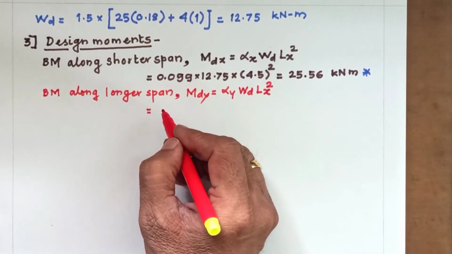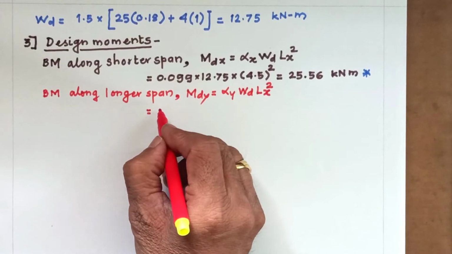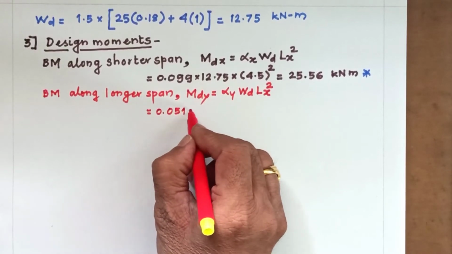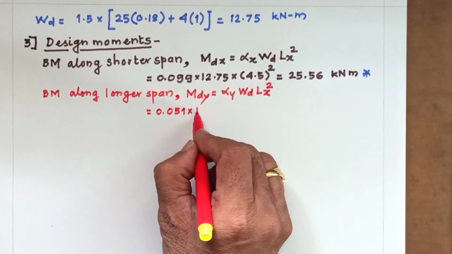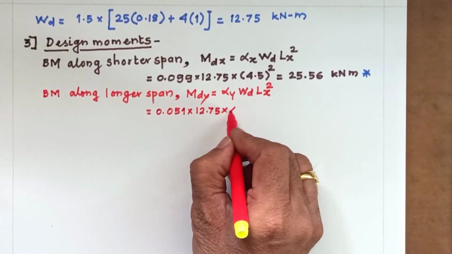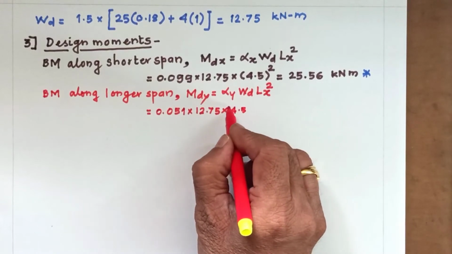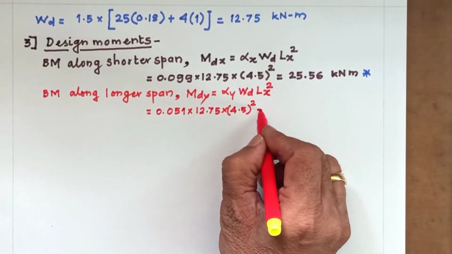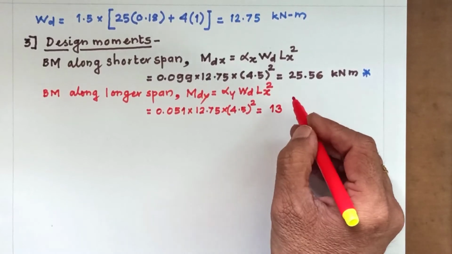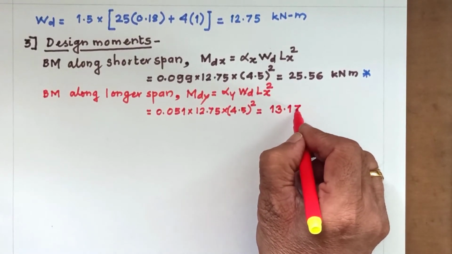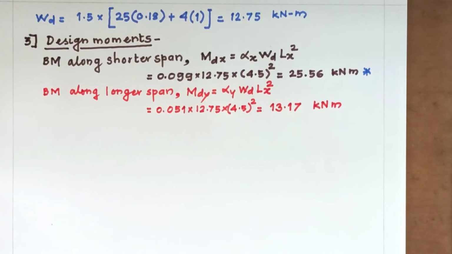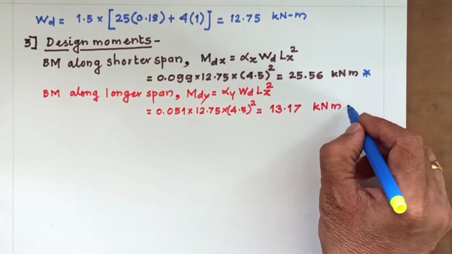Okay, so let us write the values. Value of alpha y is given as 0.051 into Wd is 12.75 and Lx square means 4.5 square, which comes out to be 13.17 kilonewton meter. Okay, so this is the bending moment along longer span.